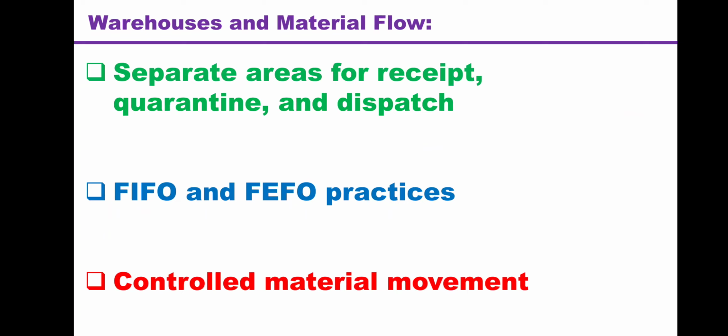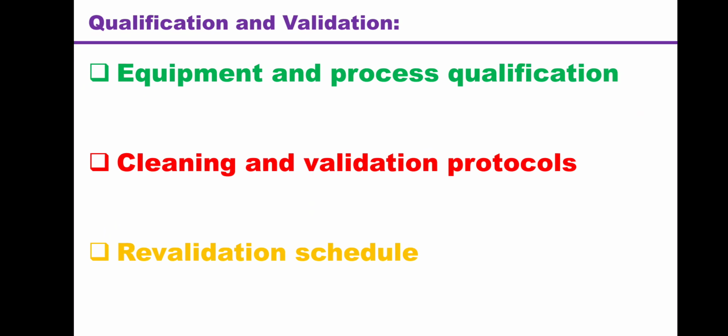Generally, we are following FIFO, first in, first out. But there are some cases where material is going to expire. In those cases, we will follow FEFO, meaning first expiry, first out. Then control of material movement, how we are handling the material, what is the flow of the material, everything we will cover or brief in the site master file.